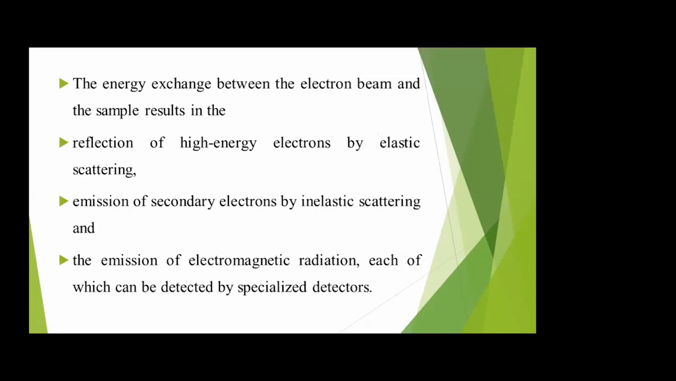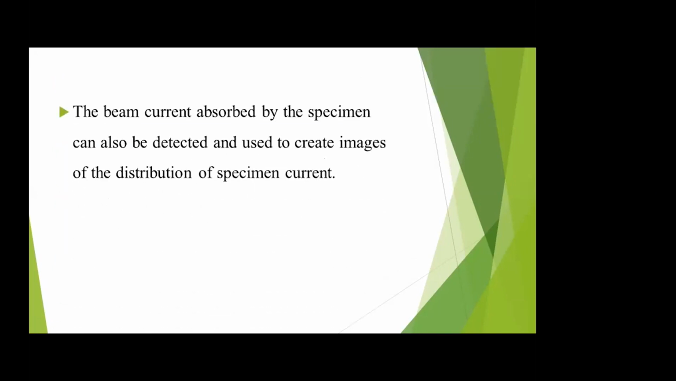The energy exchange that is happening between the electron beam and the sample results in the reflection of high energy electrons by, as I already mentioned, elastic scattering, emission of secondary electrons by inelastic scattering, and emission of electromagnetic radiation, that is cathodoluminescence, each of which can be detected by specialized detectors. The beam current which is absorbed by the specimen can also be detected, and it will also help you to create images of the distribution of specimen current.